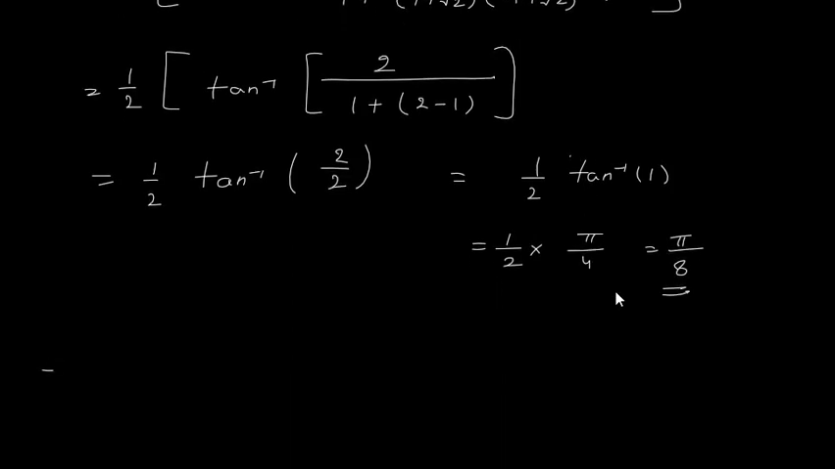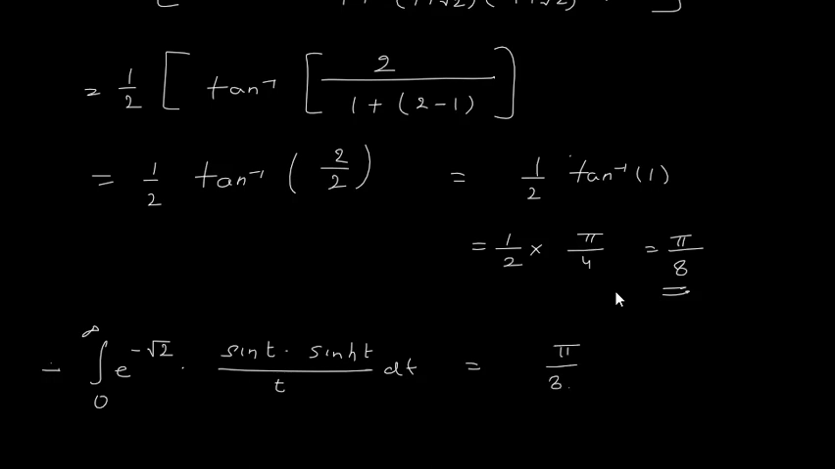So therefore, the integration from 0 to infinity of e power minus root 2 t into sin t into sin hyperbolic t upon t dt is equal to pi upon 8. Hence proved.